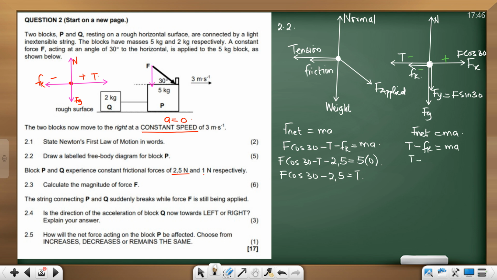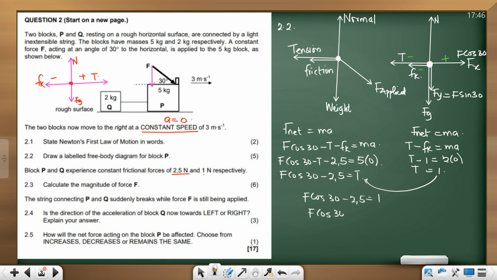Our friction we know is 1, and this is 0. Do you know what 0? Acceleration is 0. If you want, you can still substitute your mass, but it's of no use. T equals 1. Can we then bring that in? Lovely. So F cos 30 minus 2,5 equals 1.